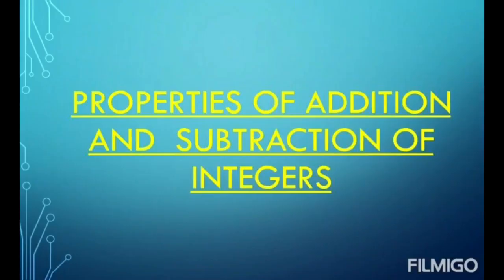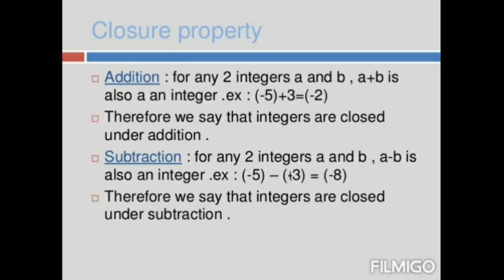Today we will discuss properties of addition and subtraction of integers. First property is closure property. For addition, for any two integers a and b, a plus b is also an integer value. For example, if we add -5 and 3, the answer will be -2. -2 is an integer. So we can say that integers are closed under addition.